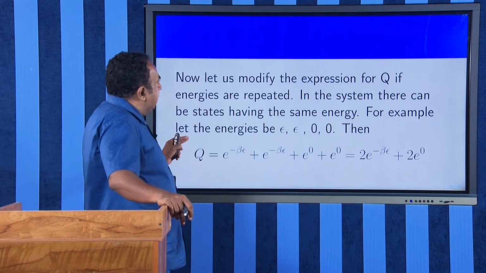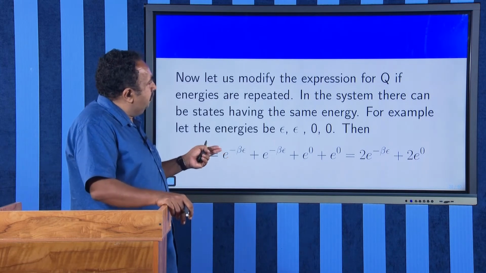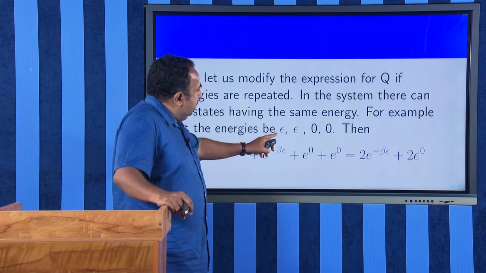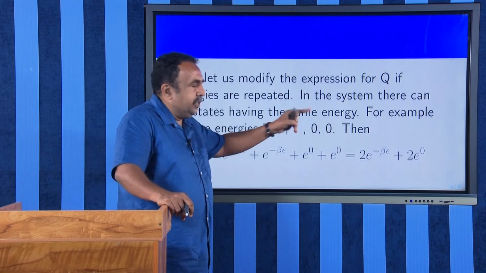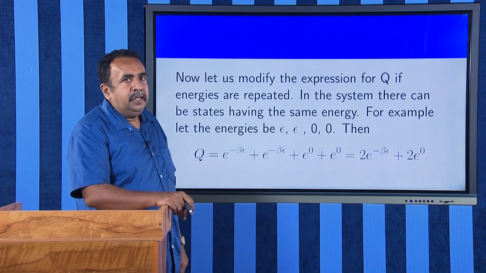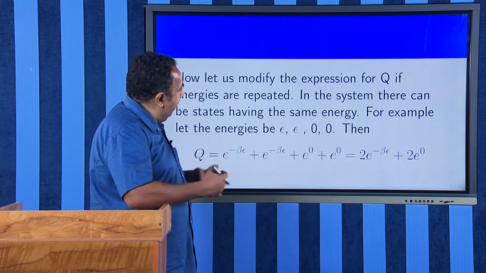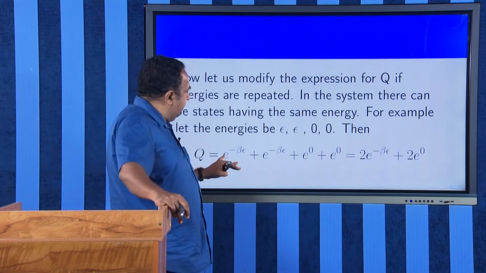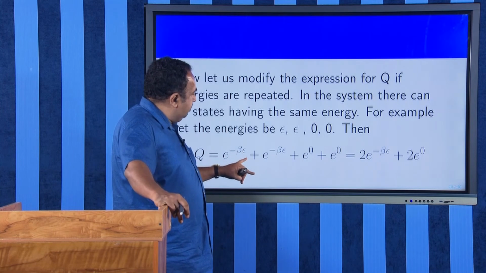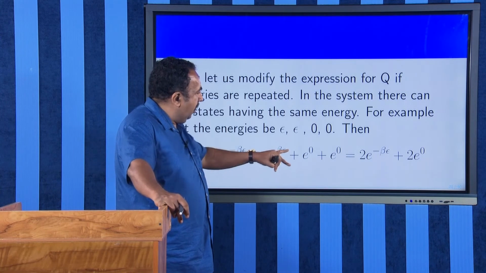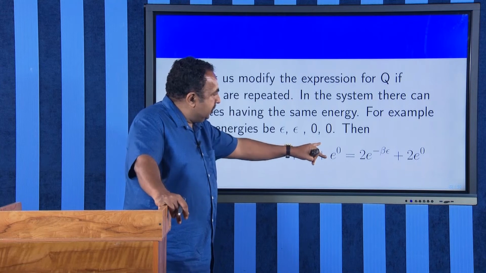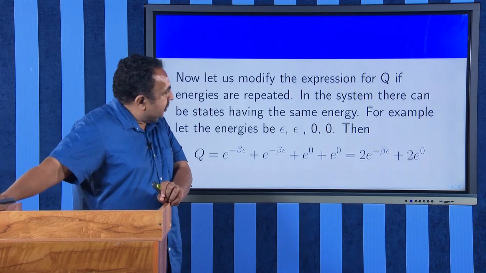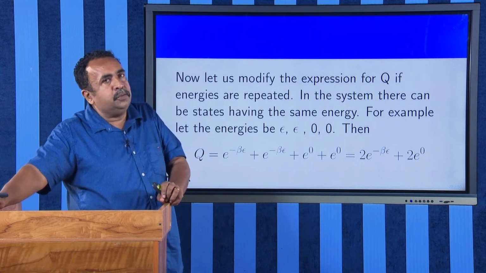Now, let us have another possibility. I am giving you energies epsilon, epsilon, 0 and 0. Therefore, you have the same energy repeated twice here. Therefore, the partition function will become e raised to minus beta epsilon plus e raised to minus beta epsilon plus e raised to 0 plus e raised to 0, which will be twice e raised to minus beta epsilon plus 2 e raised to 0, which will be 2.